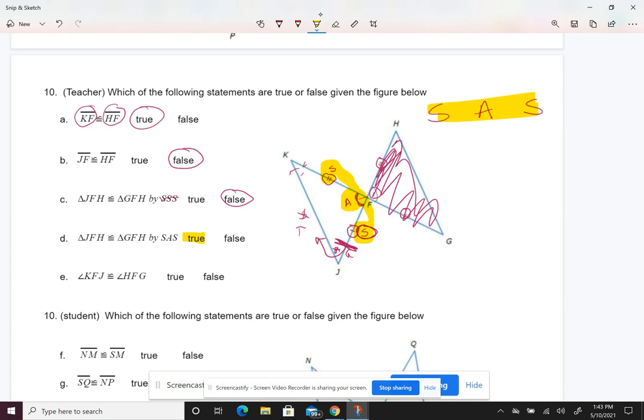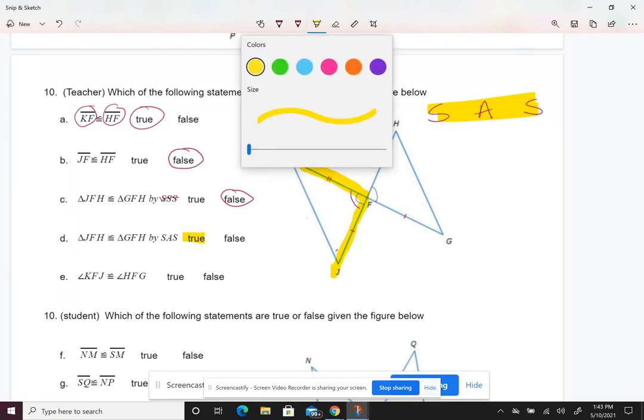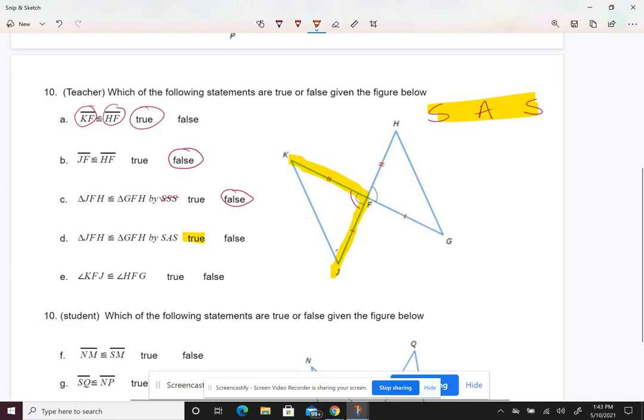And then last but not least, we're looking at angle KFJ. Remember, we're going to trace these angles. So I'm going to go K to F to J. So here's K. Sorry, I was going the wrong direction. K to F to J. So we're talking about this angle here. And we're seeing if that is going to be congruent to HFG. Make sure you're tracing it. You can't just go FGK. You've got to make sure you follow it in order.